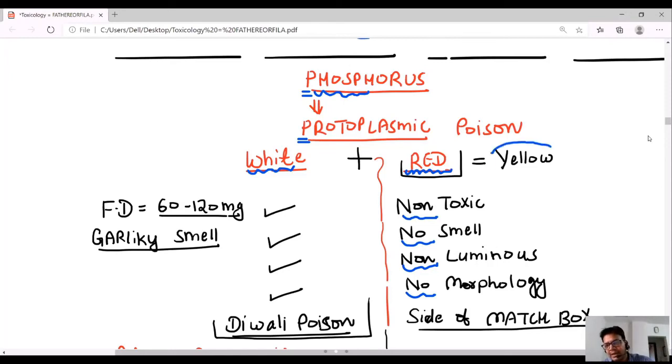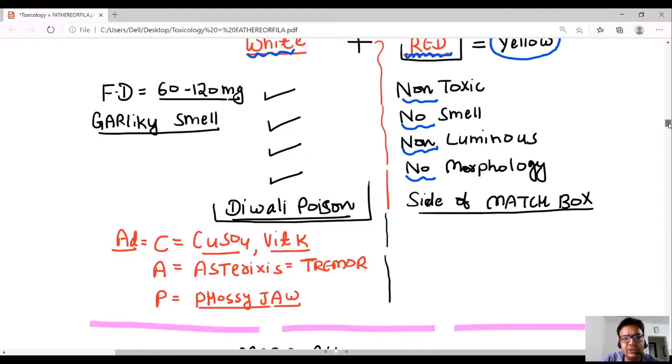White plus red combination is known as yellow phosphorus. For white, everything is yes. It is toxic. There is a smell. It is luminous. There is a morphology. Fatal dose of white phosphorus, because it's toxic, is 60 to 120 milligram. Any compound which contains phosphorus gives a garlicky smell.